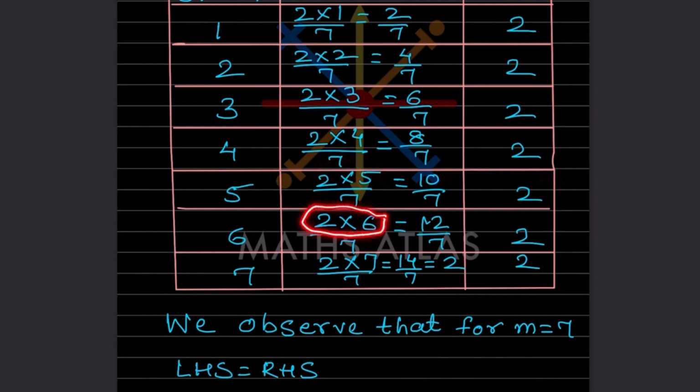Now what are you going to do here? This is 12. 12 means you are going to put 6, right? So here 12 by 7. So here is 2, not possible.